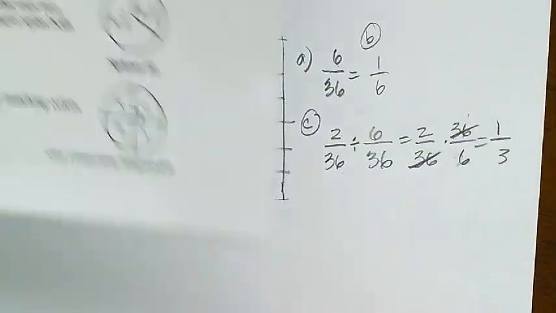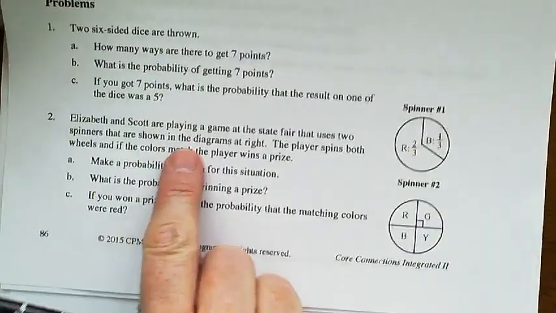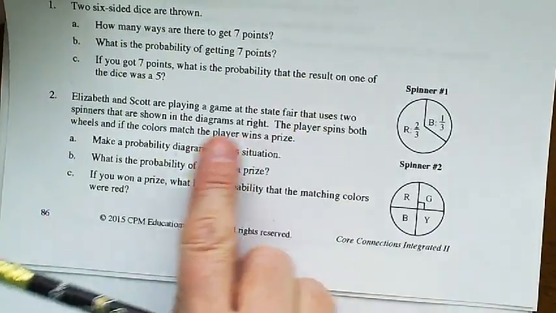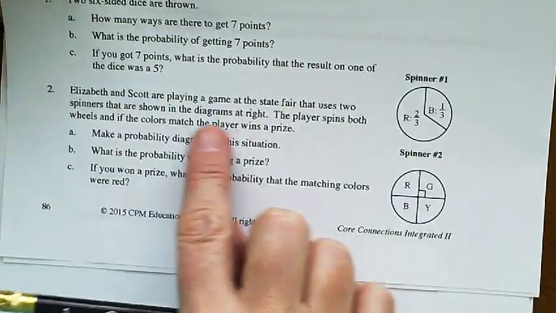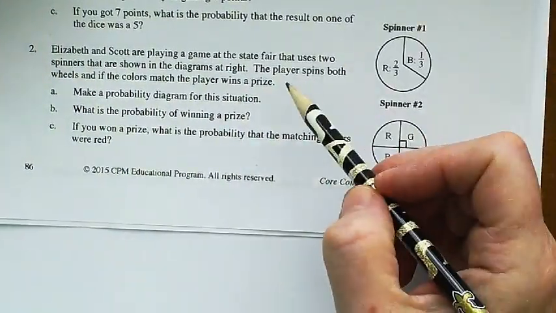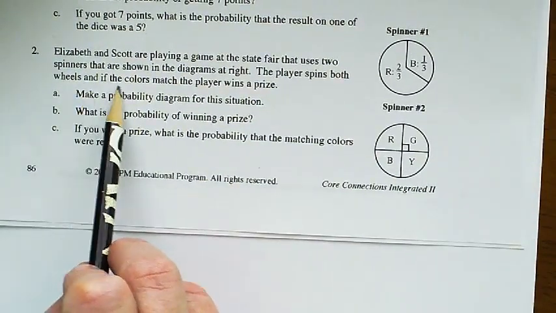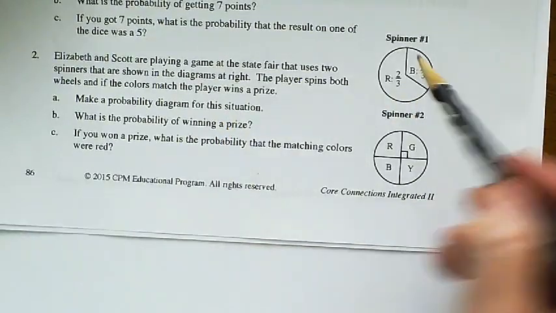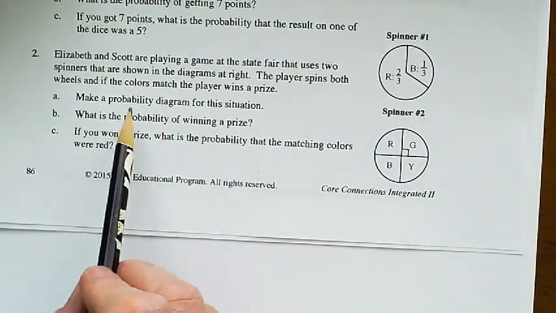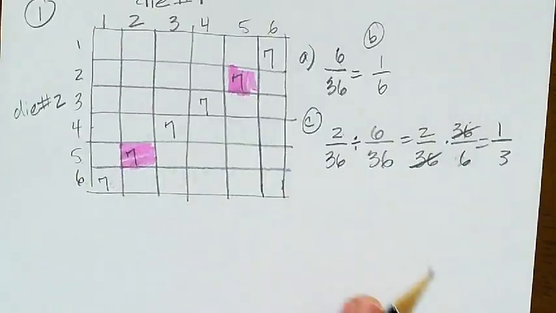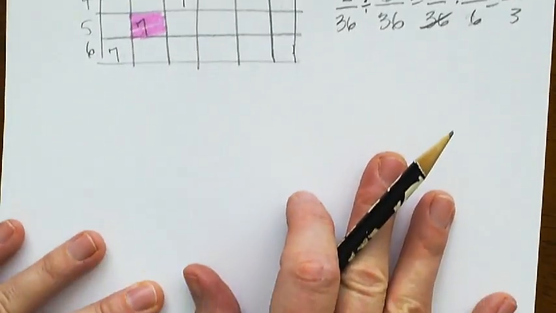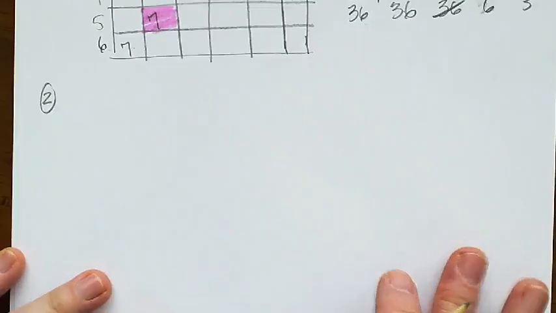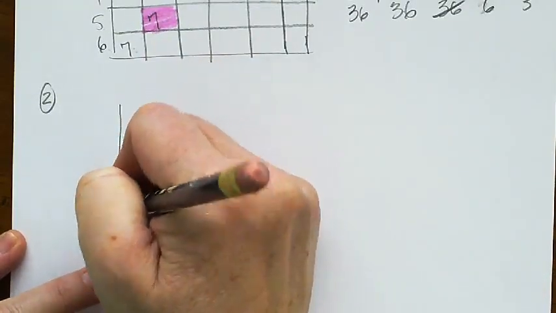Okay, number 2. Elizabeth and Scott are playing a game at the state fair that uses 2 spinners that are shown in the diagrams at right. The player spins both wheels, and if the colors match, the player wins the prize. So we've seen this before, but maybe not with these proportions. Make a diagram. So I'm going to do an area model. I guess you could do a tree. It's up to you.